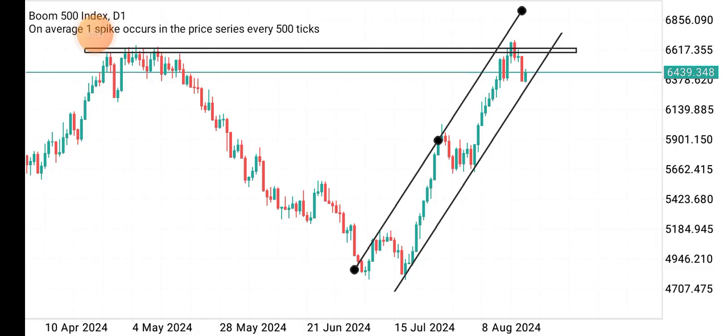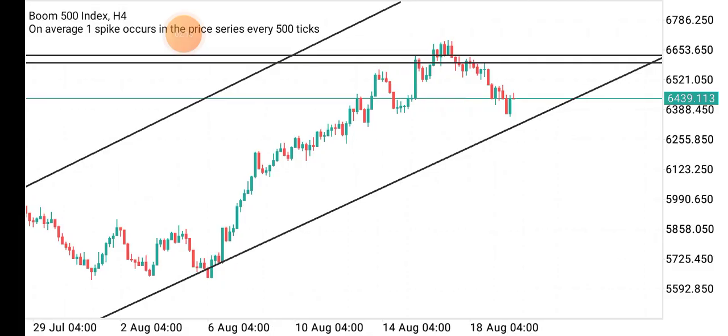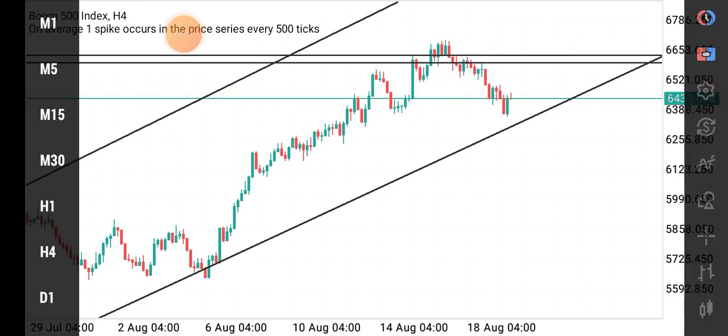If you've been watching my videos, you'll notice I use trend lines a lot, and we use them to determine either the reversal or the continuation strategy. It works very well. All right, so the next thing I did was to go down to the 4 hourly time frame.